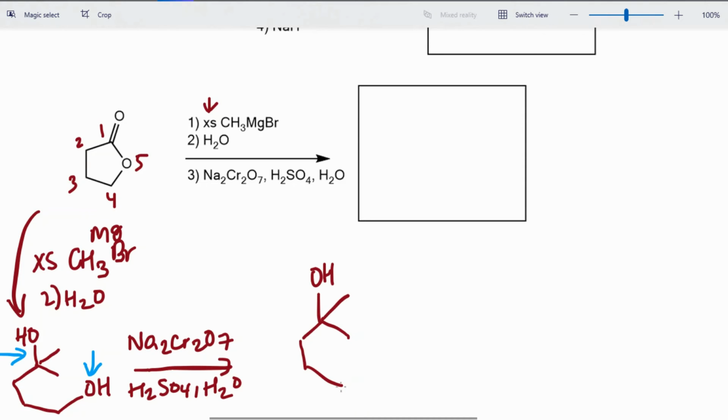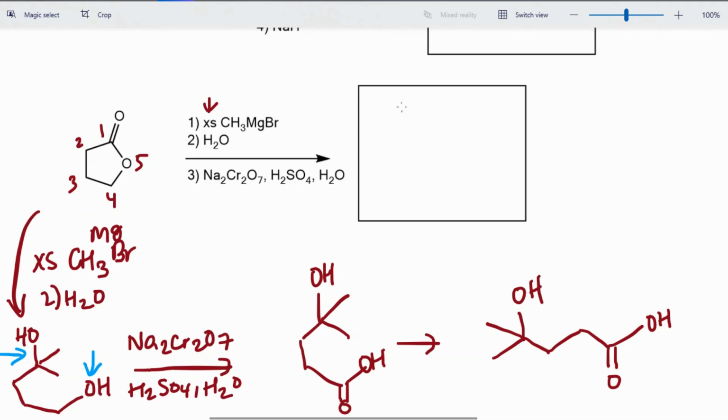Actually, so the carboxylic acid is going to be here. And if you were to expand this out, you could draw a 1, 2, 3, 4, 5 carbon chain. At the 5 carbon, you've got a carboxylic acid, right? 1, 2, 3, 4, 5. And in position number 2, you've got a methyl and an alcohol. So that would be your final product.